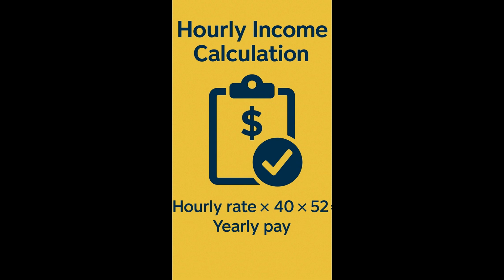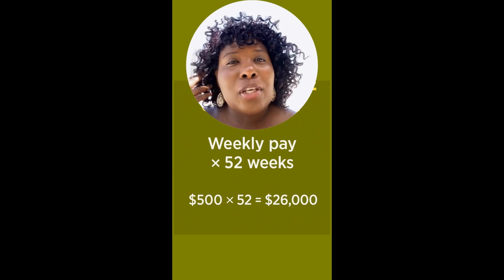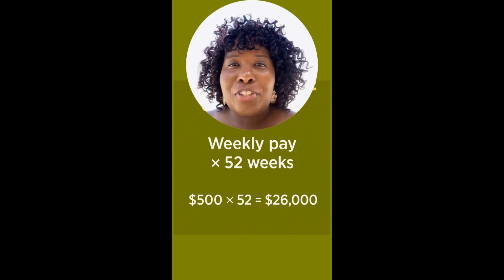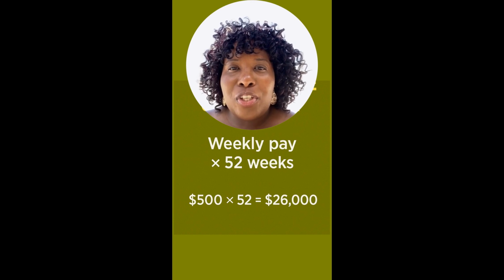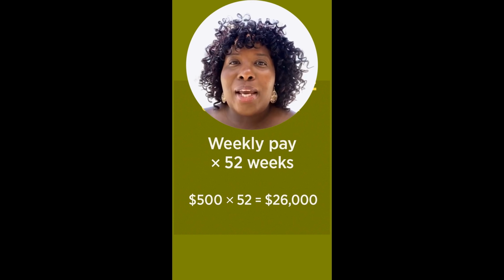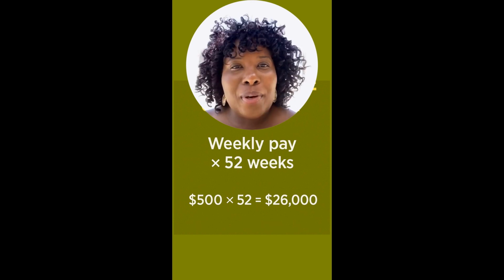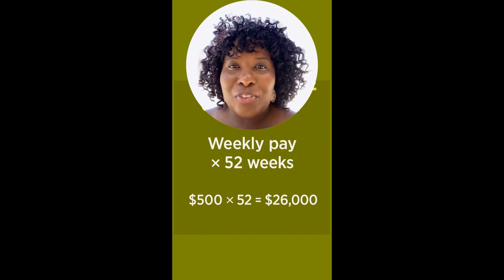Example: $20 an hour times 40 times 52 is equal to $41,600 annual income. That's the formula examiners expect you to know, simple but powerful. For weekly income, just multiply the weekly pay by 52. Example: $500 times 52 equals $26,000 annual income. It's simple, but exactly the kind of math the test wants you to know.